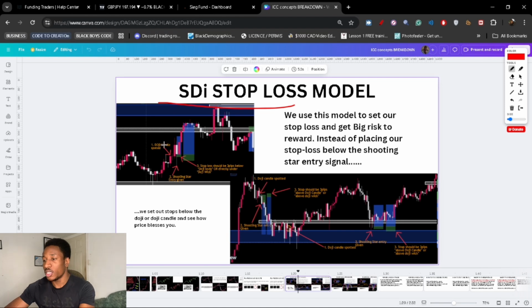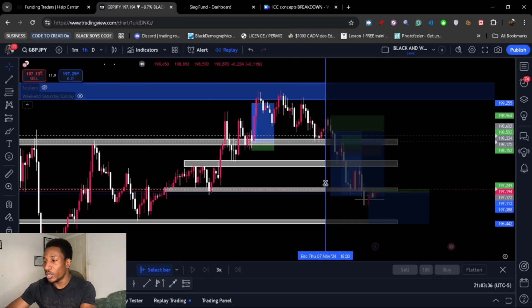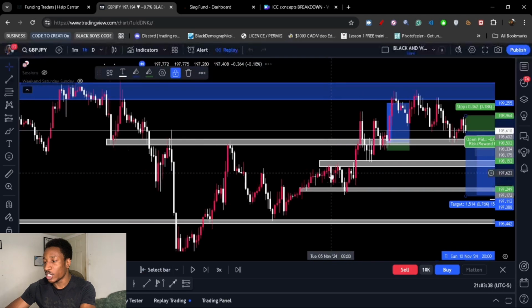The first step is understanding where the doji candle is formed. The doji candle has to be formed in the area of interest. The second thing is to wait for your entry, which in this case is going to be a shooting star. Once you see that shooting star, you enter your trade, and the last step is to place your stop loss under that doji candle. So in this specific case, for me to break this trade down, all I have to do is rewind and show you exactly how I was able to take this trade.